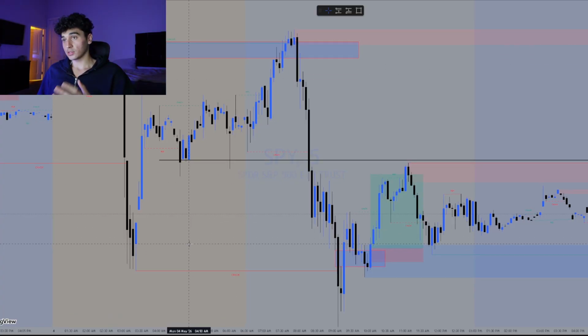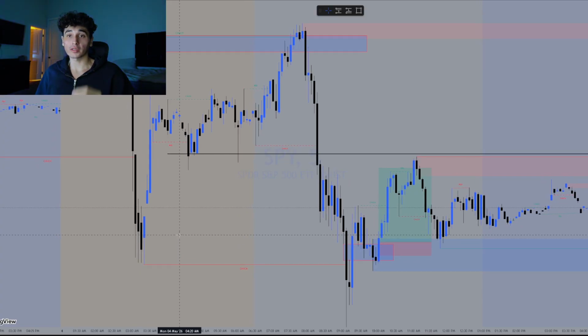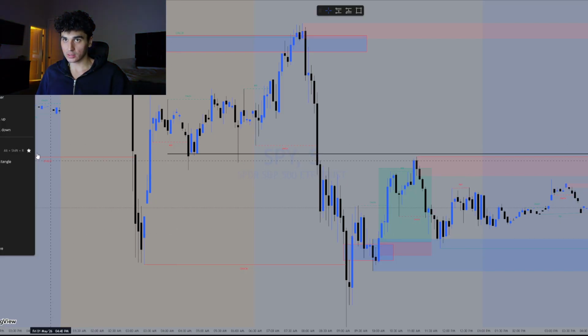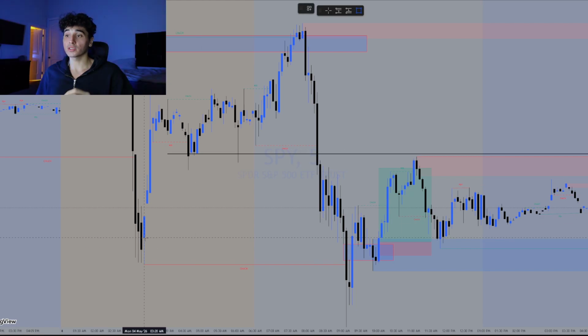Now, step 3, which again is most important. All the steps are important, but they're important in their own ways. So we want to mark out the candle that started the aggressive move. In this case scenario, we're going to be marking out the wick.